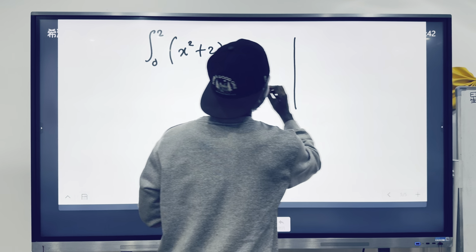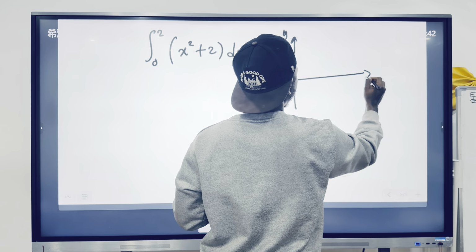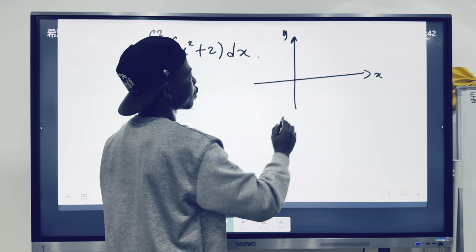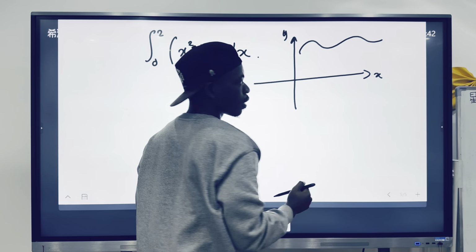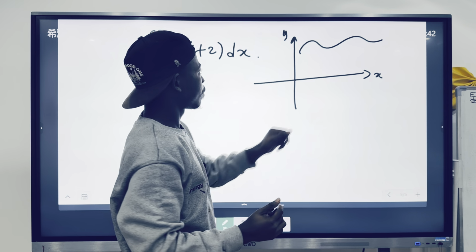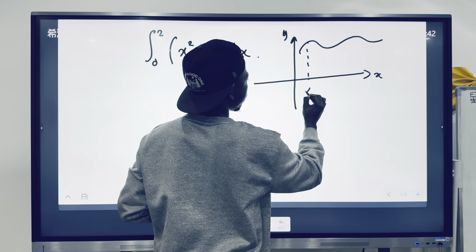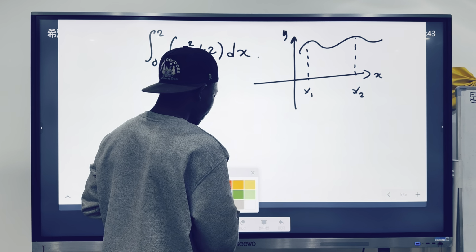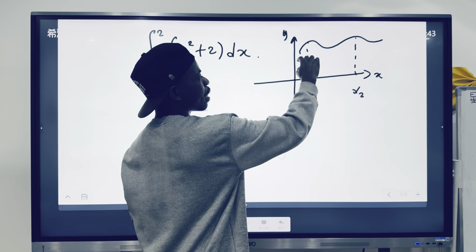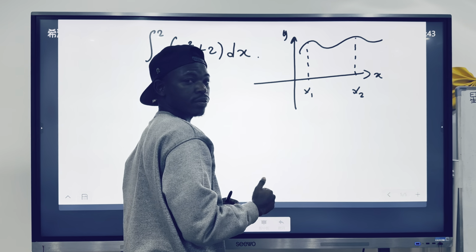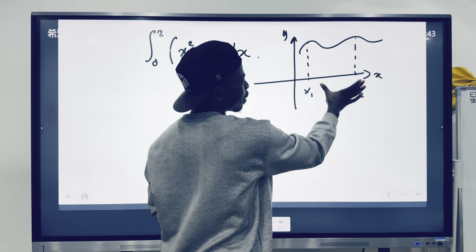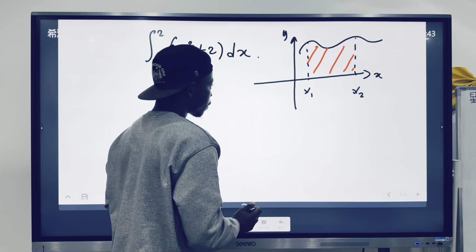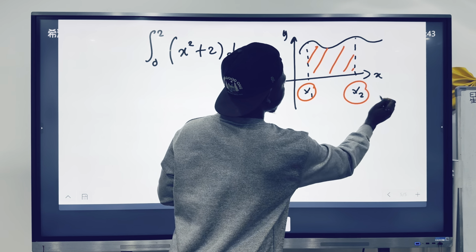So imagine you have this graph, y against x. Not this function, let me just pick a random function. If I have a random function that looks like this, and I integrate this function from this value of x, let me call it x1, to this value of x, let me call it x2, once I integrate this function, I'm finding the area under the graph. So the area between that graph and the x-axis. So I'm finding the area between x1 and x2.